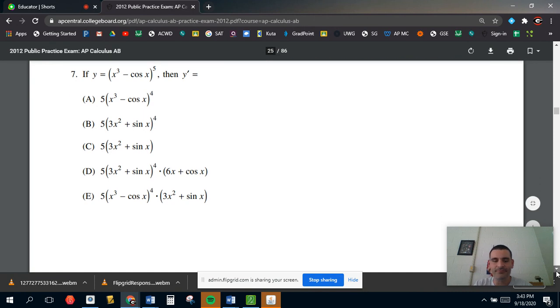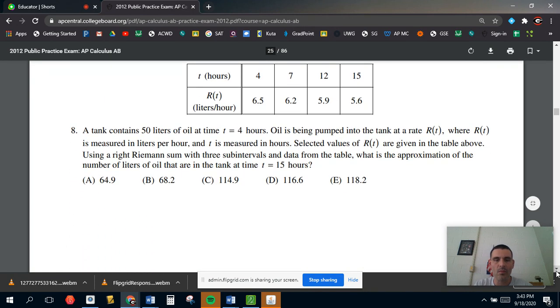Number 8. All right, so you have a tank contains 50 liters of oil at time t equals 4. Okay, it's being pumped in. Okay, a little table. Looks like it's going to be a Riemann sum. Yeah, so it says using a right Riemann sum with 3 sub-intervals and data from the table. What's the approximation of the number of liters at time t equals 15?